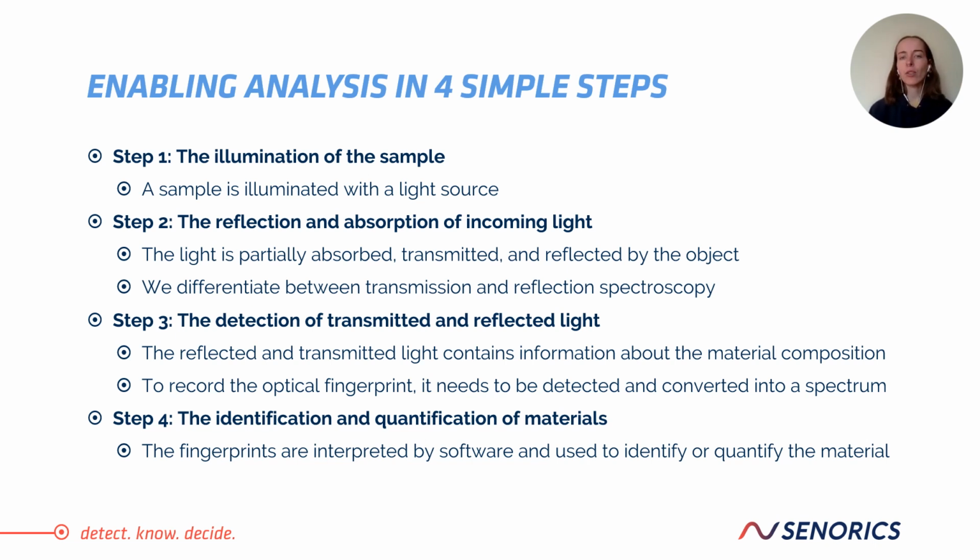Step 3 is the detection of transmitted and reflected light. So, the reflected and transmitted light contains information about the sample's material composition. The information gathered is also referred to as the optical fingerprint, unique for each material. To record the optical fingerprint, it needs to be detected and converted into a spectrum for analysis. The final step, step 4, is the identification and quantification of materials. So the recorded fingerprints are interpreted by relevant software algorithms and used to either identify or quantify material compositions.